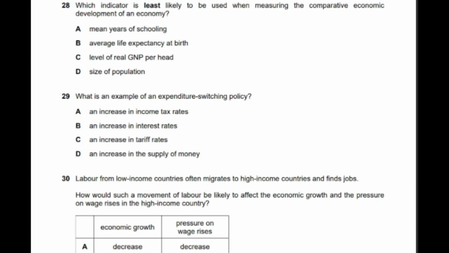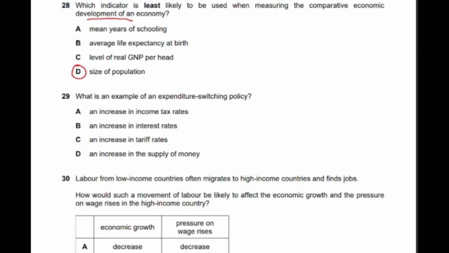Question number 28, which indicator is least likely to be used when measuring the comparative economic development of a country? So D is the correct answer, size of population. This is the least likely thing that we use for economic development. Economic development is basically improvement in standard of living of the nation. So size of population is automatically adjusted, so this is the least thing we will consider here as an indicator.